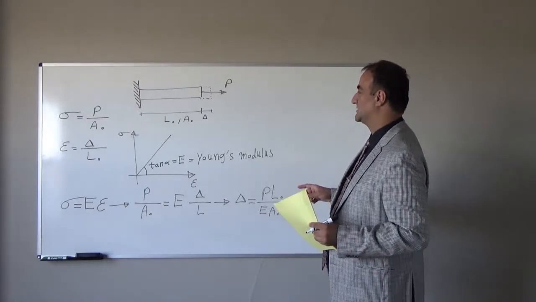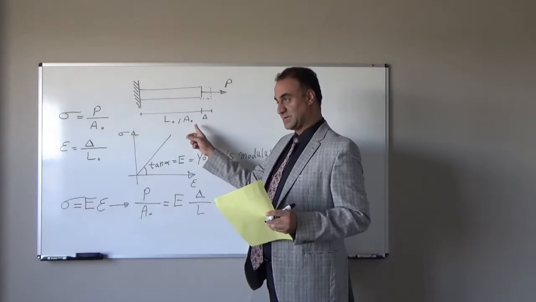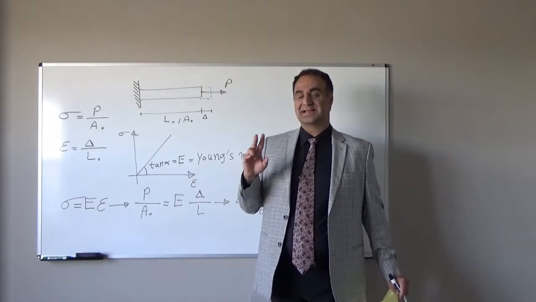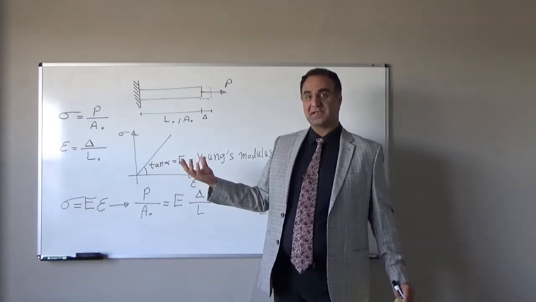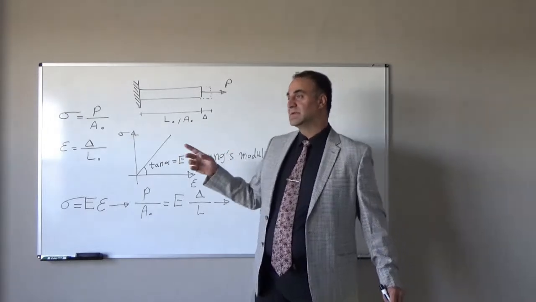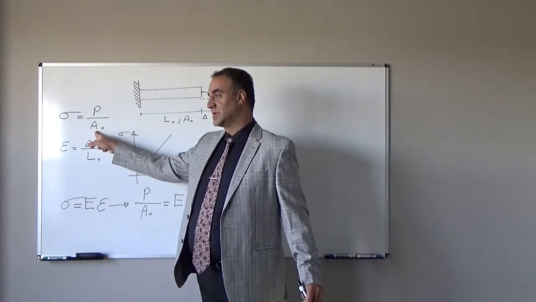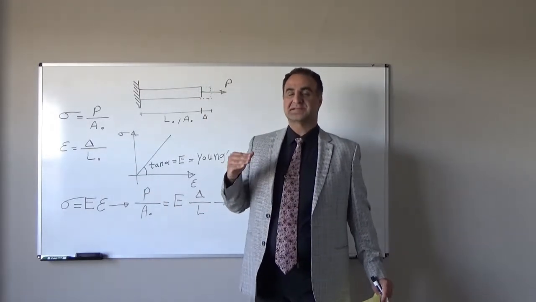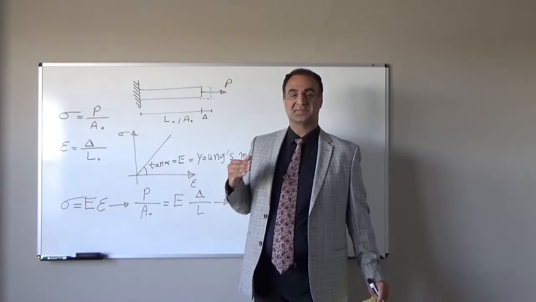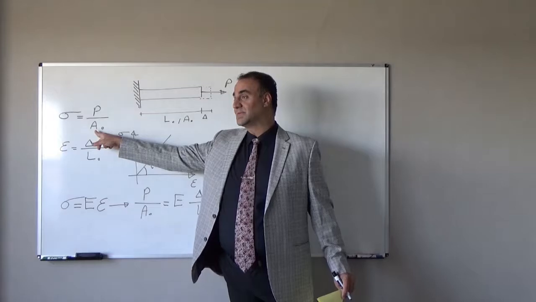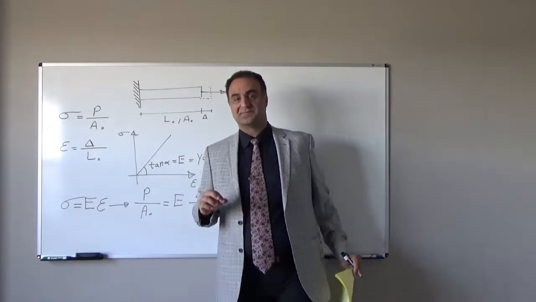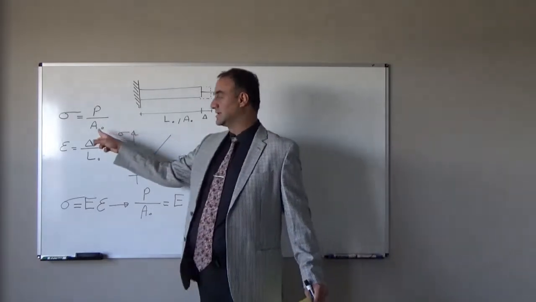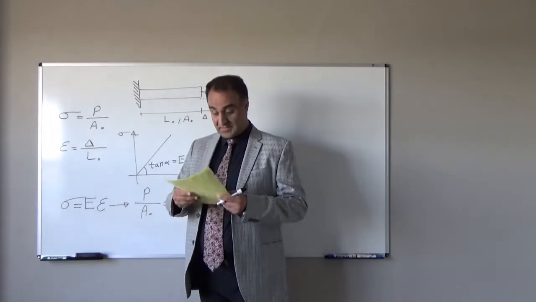The reason I emphasize the initial length and initial cross-sectional area, I will explain more later on, because we have two types of stress and strain. One we use in engineering, we call it engineering stress and strain. In that formula, always this is the initial cross-sectional area, this is the initial length. Another one is true stress and strain, which we usually use in science and physics. There we will divide by the current area and length. I will explain later on why and what is the difference. For now, you should know this is initial cross-sectional area and this is initial length.